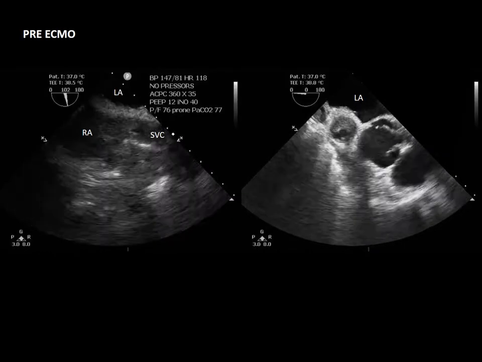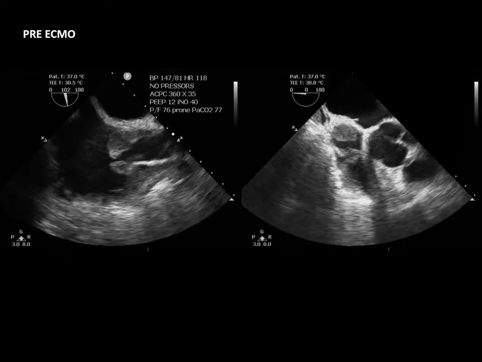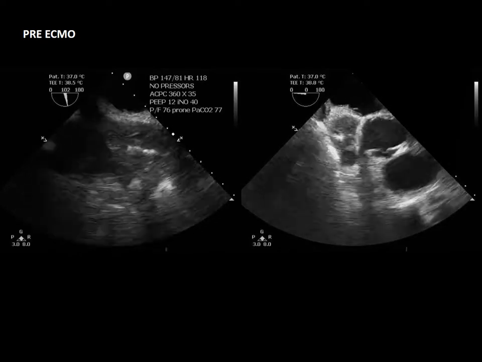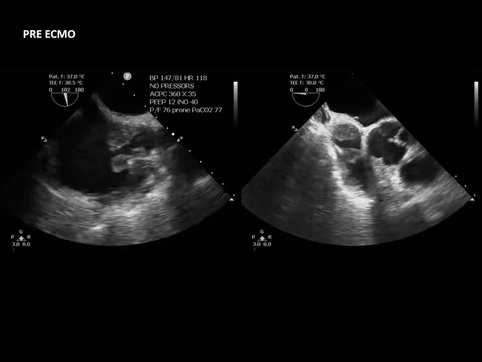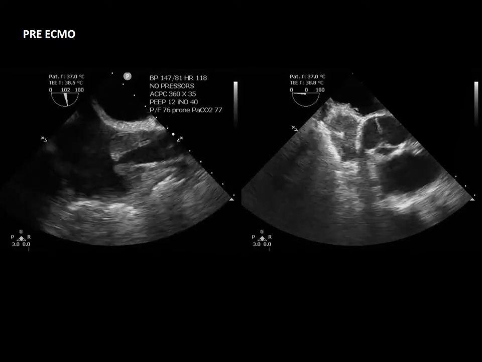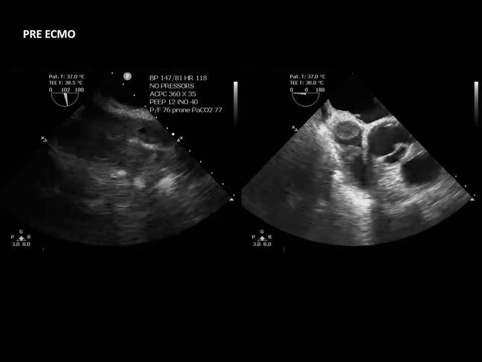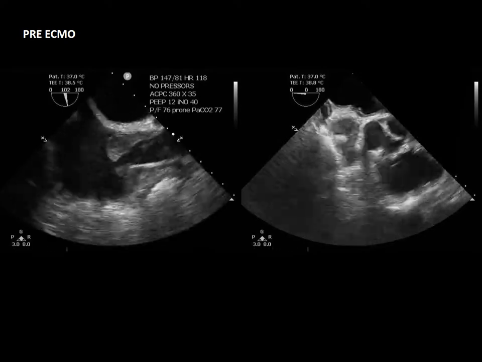So this is the example of a patient who was referred for ECMO for COVID ARDS. And as you can see, there are some masses located at the SVC-RA junction. So we were a bit nervous to proceed with the regular femoral jugular cannulation, and the patient instead got VV ECMO but with the femoral cannulation.